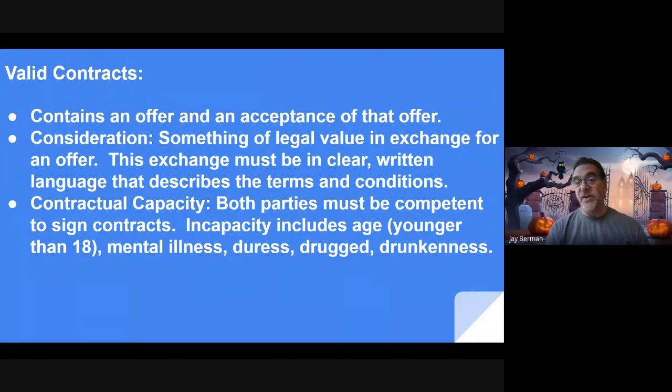There needs to be contractual capacity. In other words, both parties must be competent to sign contracts. Incapacity includes age, so people under the age of 18 cannot sign contracts. If someone is considered mentally ill, if the contract was signed under duress, if someone was drugged, if someone was drunk, these would not be considered valid contracts under these conditions.